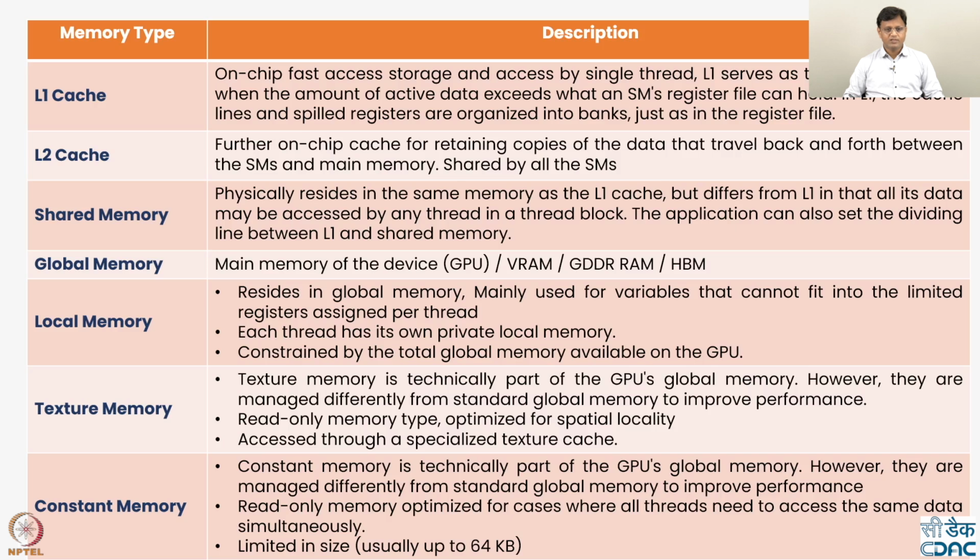Next is global memory. It is the main memory of any GPU device. Earlier we were using GDDR RAM as global memory, and these days we are using HBM, high bandwidth memory, as global memory.